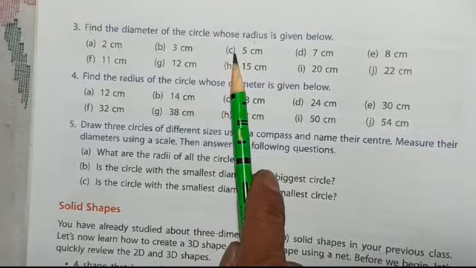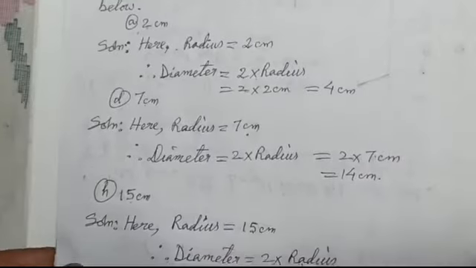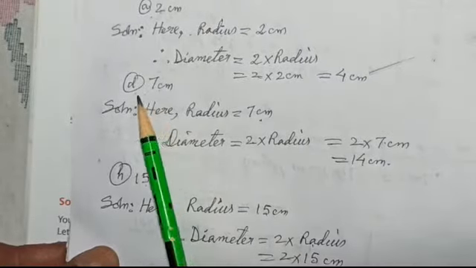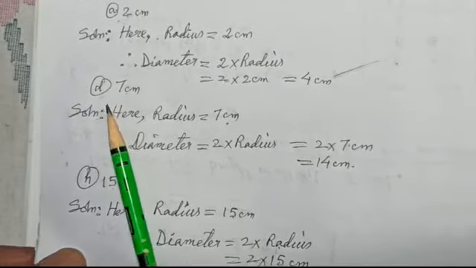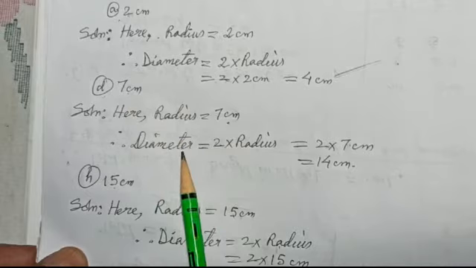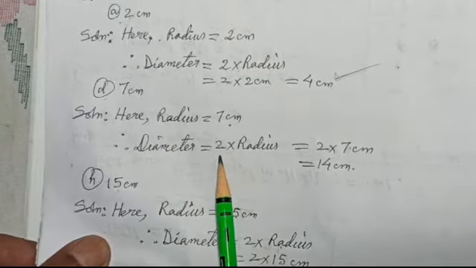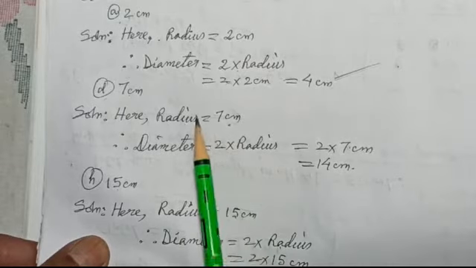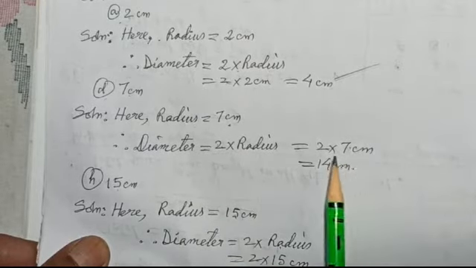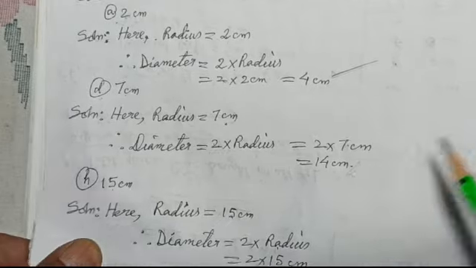Next, the radius is 7 centimeter. Solution: here the radius is 7 centimeter, and therefore diameter is equal to 2 into radius. Radius is 7, so 2 into 7 centimeter, 2 into 7 is 14, 14 centimeters. The diameter is 14 centimeters.